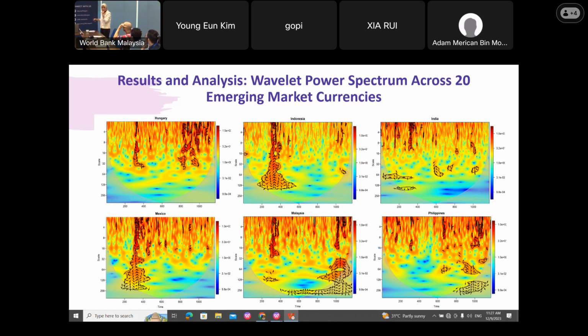And what wavelet do you use? Wavelet analysis. So this one here is the wavelet power spectrum, because the wavelet power spectrum captures the dynamic variance. If you have wavelet coherence, that will capture dynamic correlations. So this one here, remember our first research question was to identify the speculators' behavior and the genuine investors' behavior, and if there is a possibility, the currency contagion.